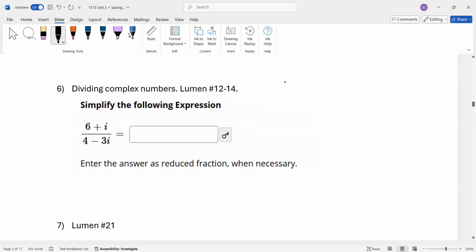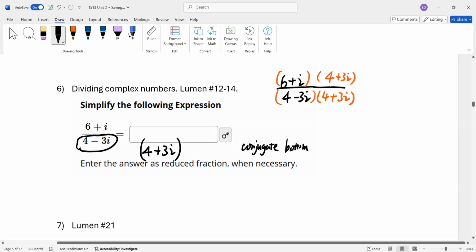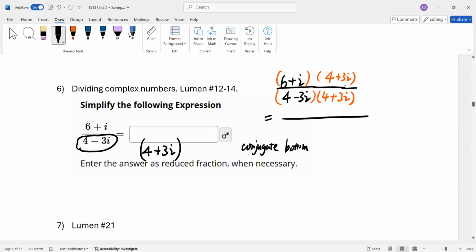(6 + i) over (4 - 3i). Firstly, identify the conjugate of the denominator. The denominator is 4 minus 3i. The conjugate is 4 plus 3i. That's the conjugate of the denominator. And then multiply both top and bottom by the conjugate, 4 plus 3i. Denominator, 4 minus 3i times 4 plus 3i.